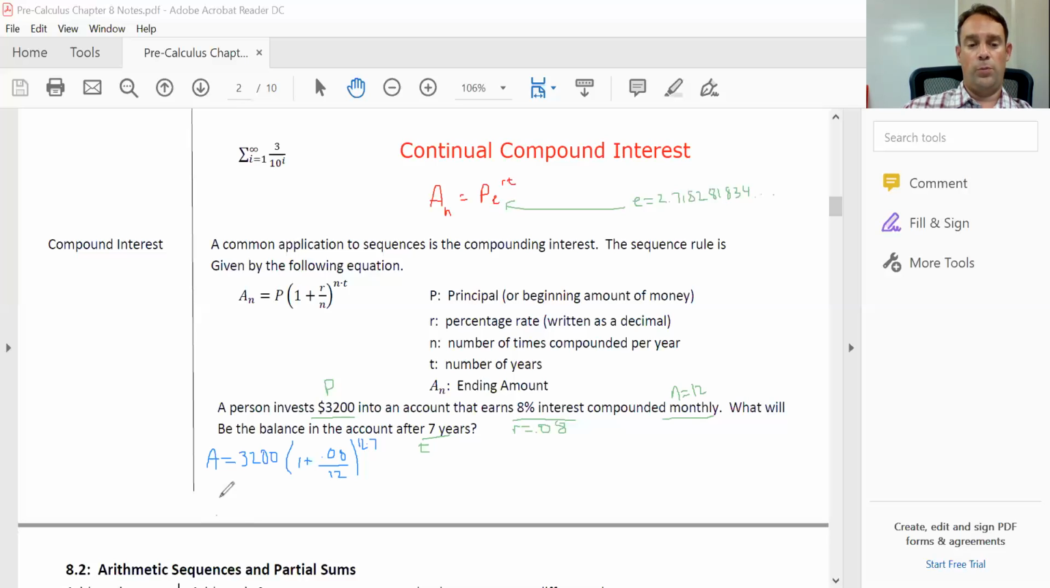So friends, you literally just plug that into your calculator and you can figure out how much money you'd have after those 84 different periods. So 12 months, 7 years, that's 84 different compounding periods. And you would have $5,591 and 75 cents. So almost double just by leaving it in your account for 7 years.